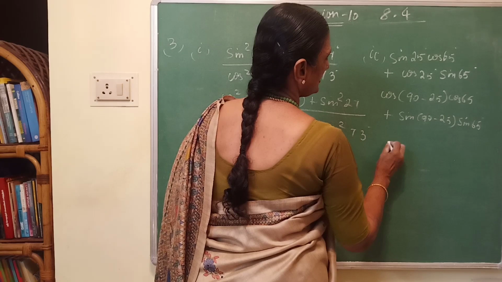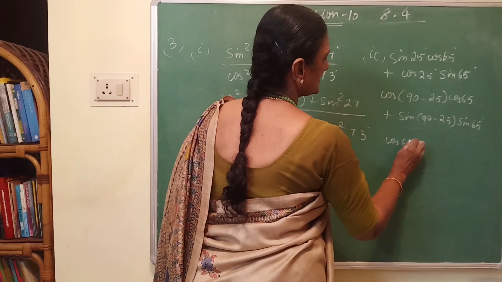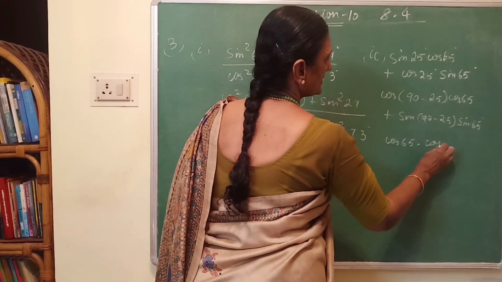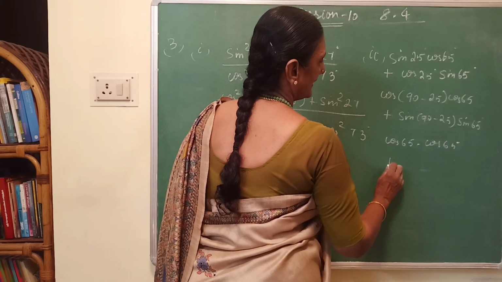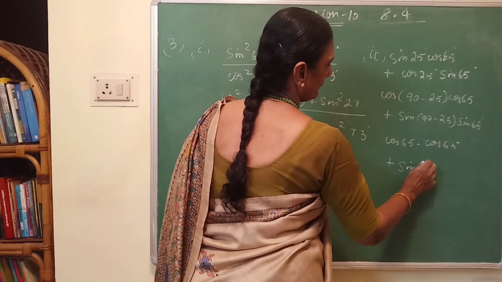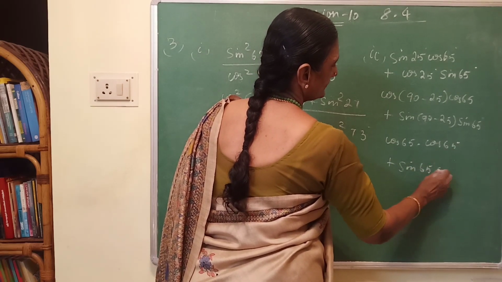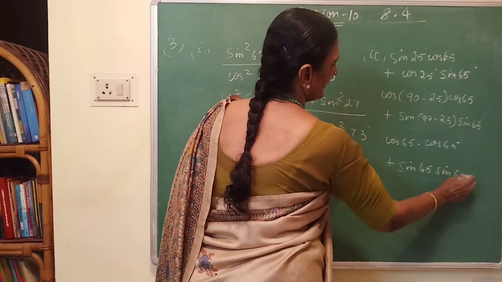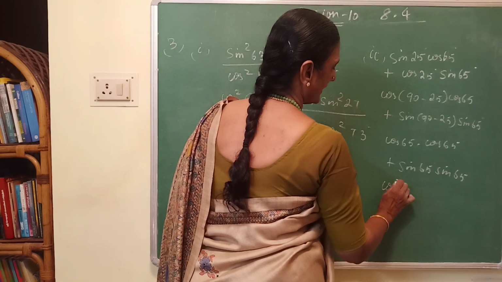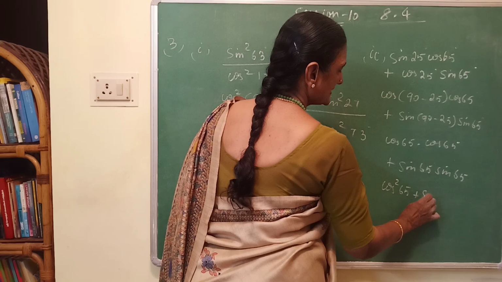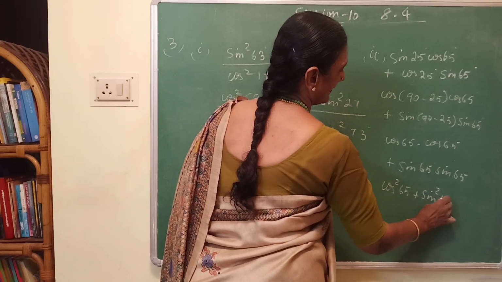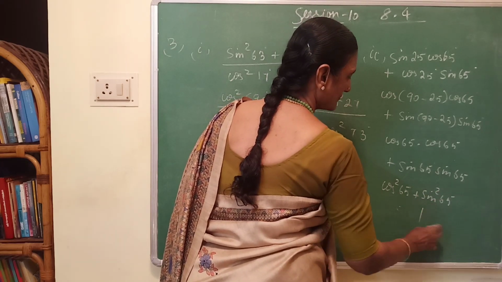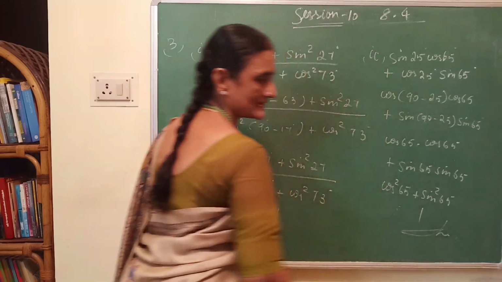So if you write, you will get cos 65 into cos 65 plus sine 65 into sine 65. So this is cos square 65 plus sine square 65. Obviously the answer is 1. 1 is the answer.